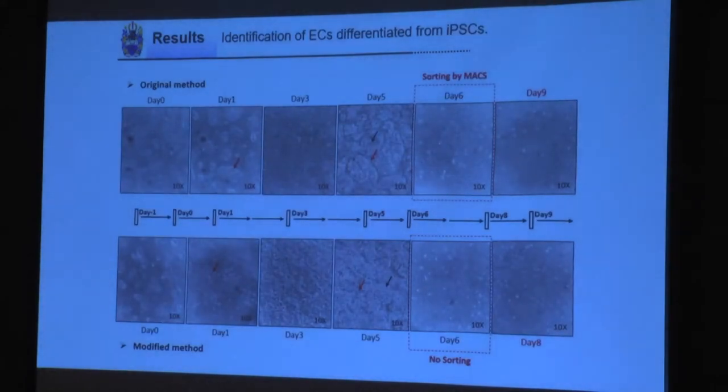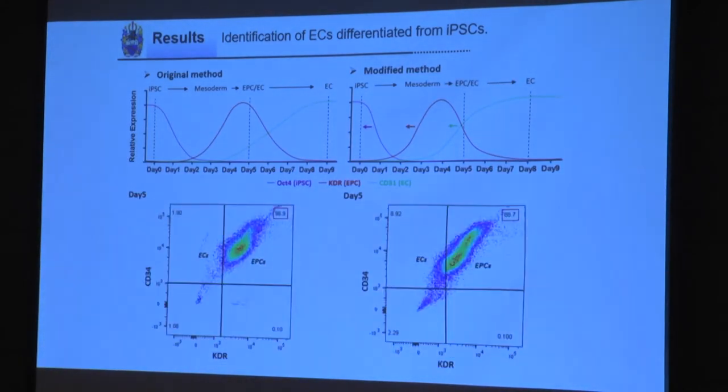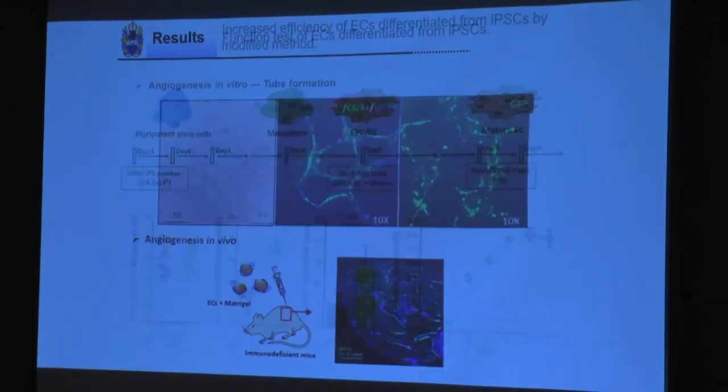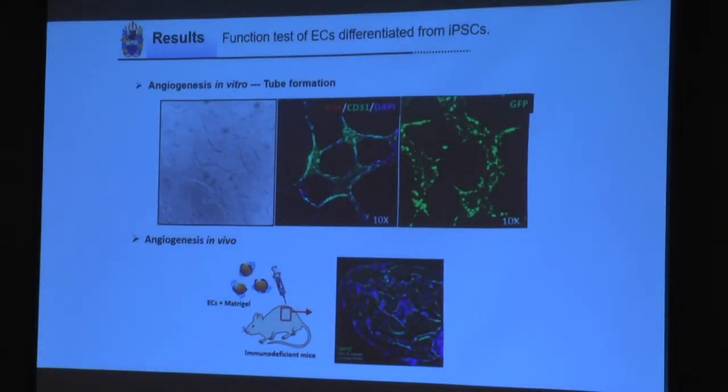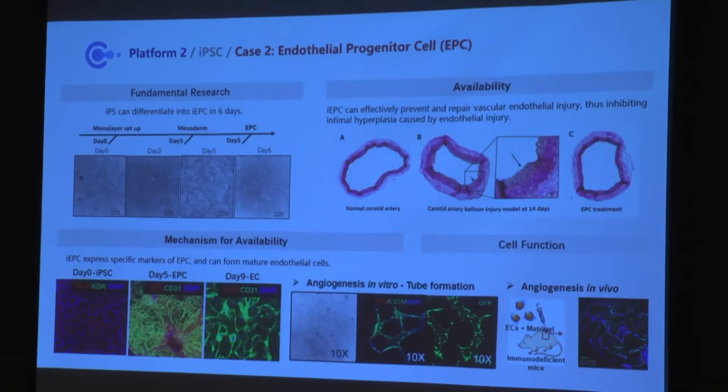Okay, this is just to show how this differentiation procedure is induced and how the cells change. And eventually after 9 days, we can have the endothelial cells, which in vitro can form tube formation. And when injected into the body, they can form a 3D structure, a new vessel.